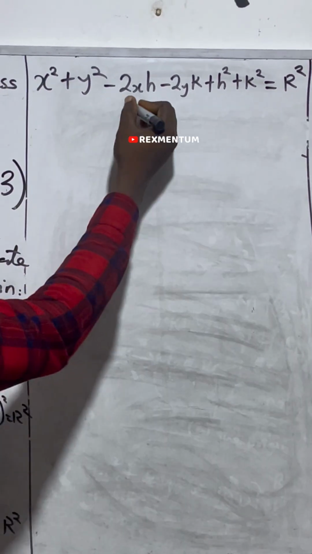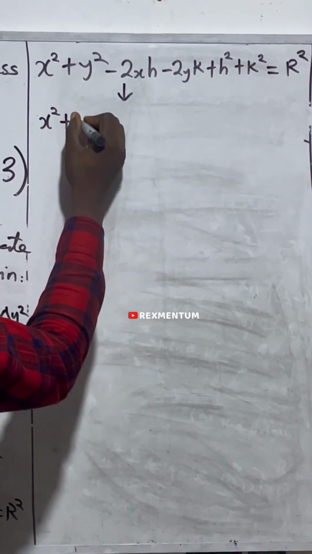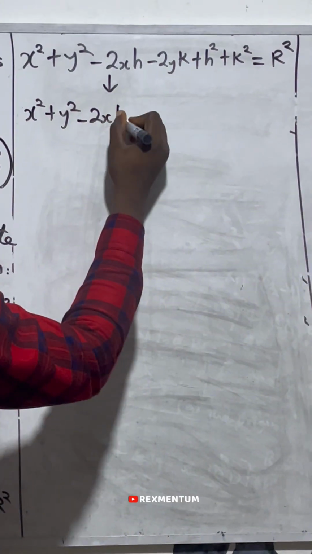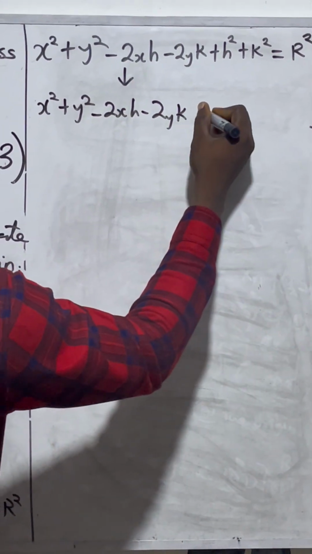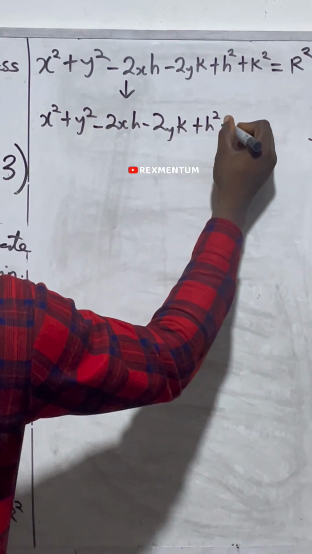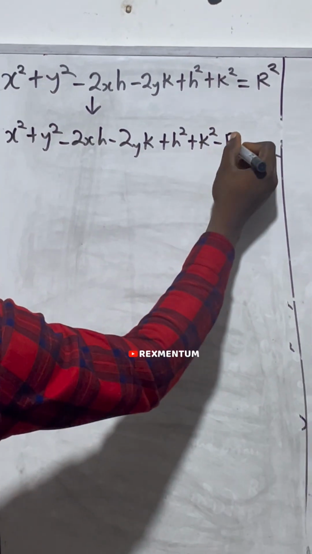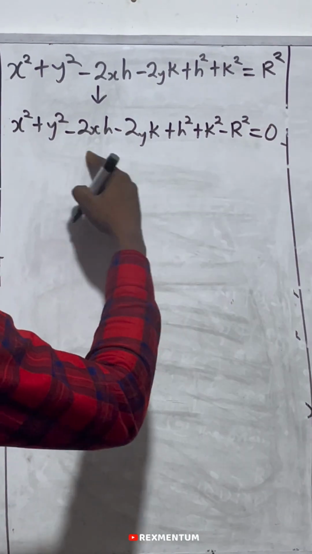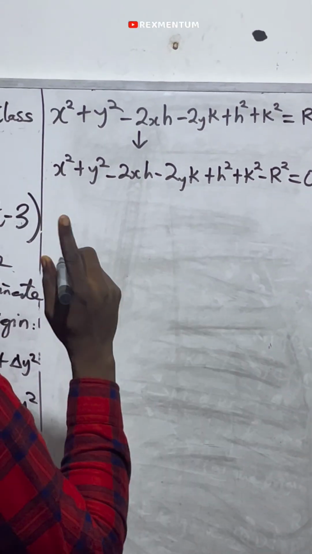Now I'm going to put it this way: x squared plus y squared minus 2xh minus 2yk plus h squared plus k squared minus r squared equal to 0. This is an equation of a circle whose center coordinate is not at the origin.